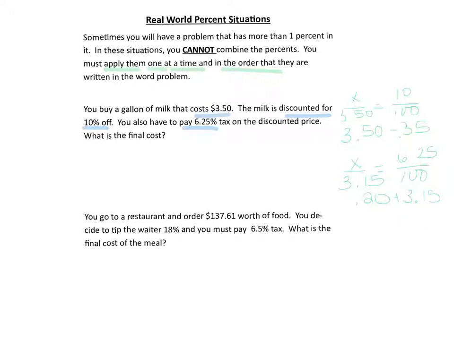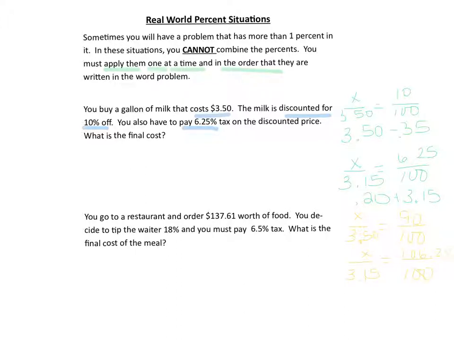Okay? If I was doing this where I combined the percentages for the proportions, if I'm taking 10% off, I'm not paying 110%. I'm only paying 90% because I took 10% away from it. So we have X over $3.50 is 90%, which gives us $3.15. And then we added on 106.25%. And that's how we'd get our answer.